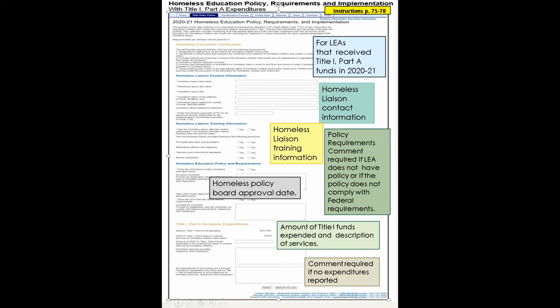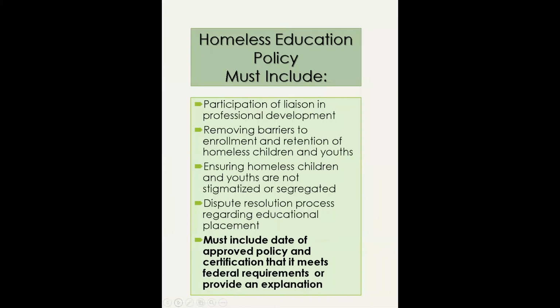And just a review on the next page, your homeless policy. CSBA, I believe, has a sample policy, but make sure it meets all the requirements. Your policy needs to describe participation of the liaison in professional development. So how are they receiving professional development and how are they providing it? It needs to show how you're removing barriers to enrollment and retention of homeless students and youth. So what are you doing proactively as a district? That needs to be in your policy. How are you ensuring homeless children aren't stigmatized or segregated?